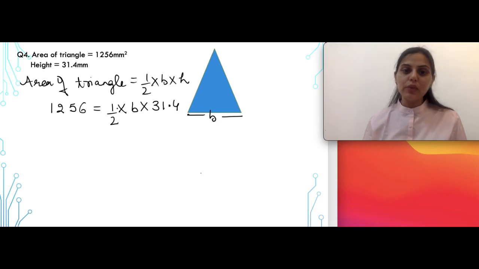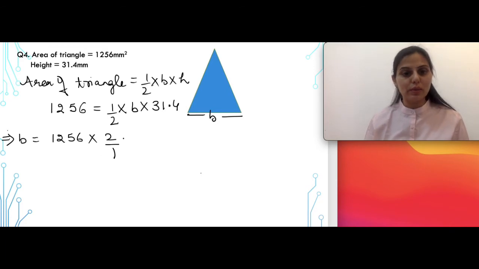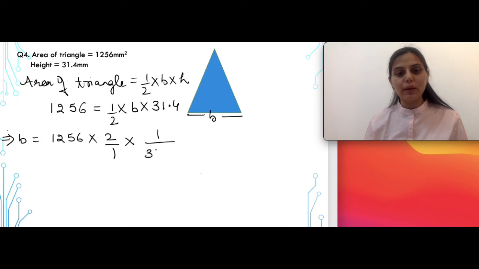In the next step, we need to take the two numbers or numerical values on the other side. So this can be written as B is equal to 1256 multiplied by 2 upon 1. When we take a fraction a upon b to the other side of equal to, it changes into its reciprocal. And similarly, 31.4 can be written as 1 upon 31.4. Now 31.4 has a decimal, so when we remove this decimal, we'll get 10 here, which eventually in the next step will go to the numerator.